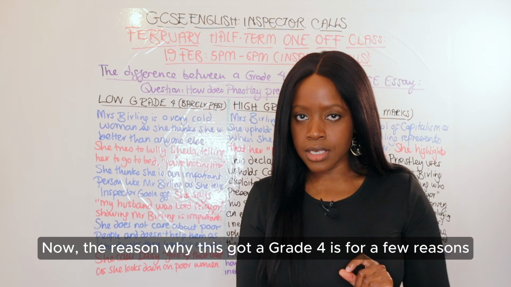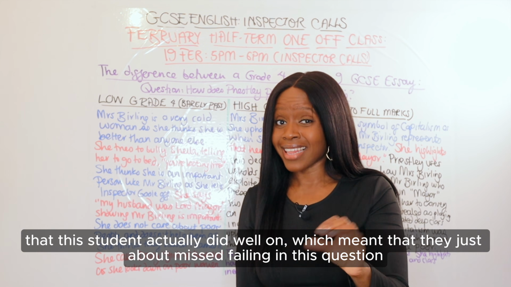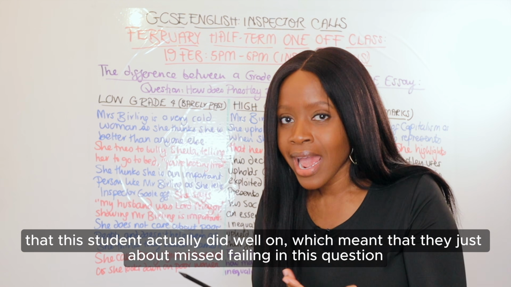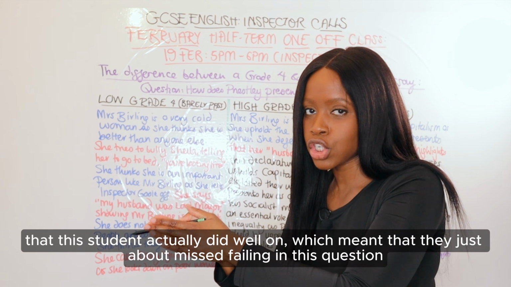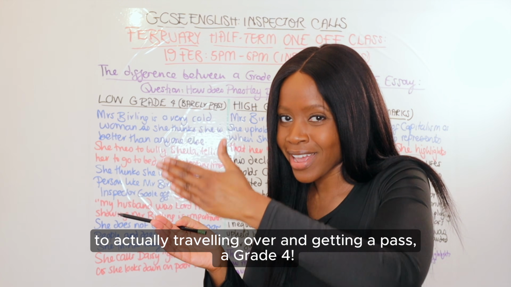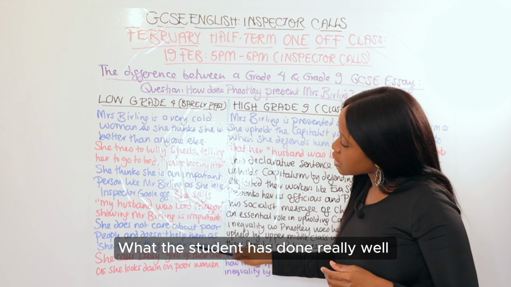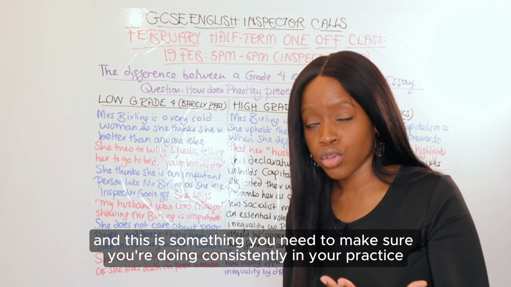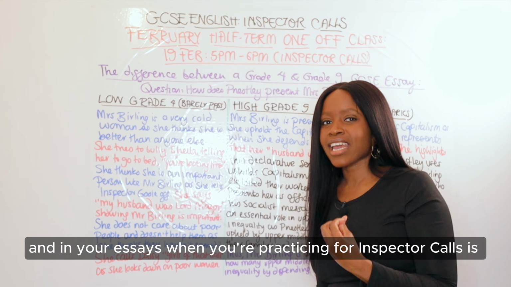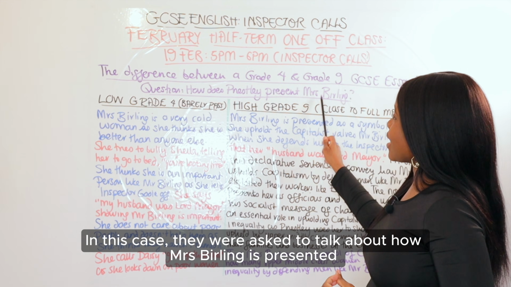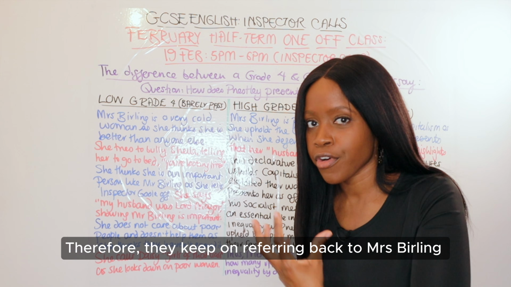Now, the reason why this got a grade 4 is for a few reasons that this student actually did well on, which meant that they just about missed failing this question and actually travelled over to get a pass, a grade 4. Number one, what the student has done really well, and this is something you need to make sure you're doing consistently in your practice and in your essays when you're practicing for An Inspector Calls, is they have used the keywords in the question.